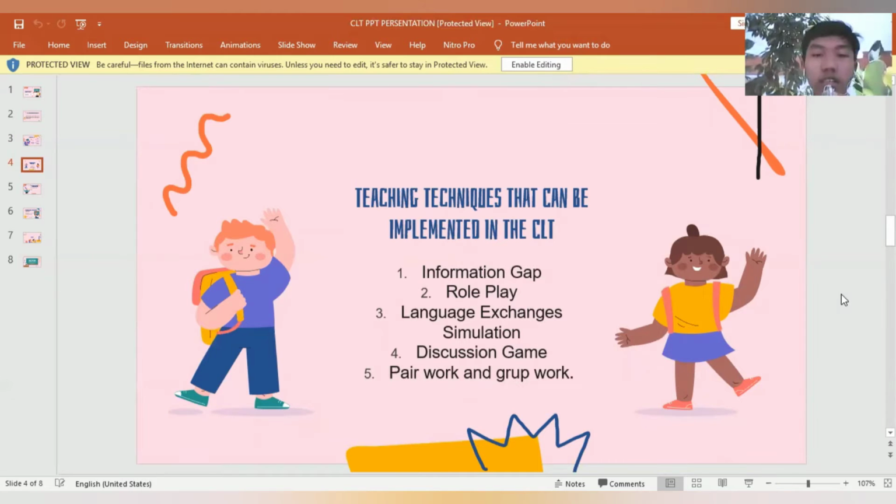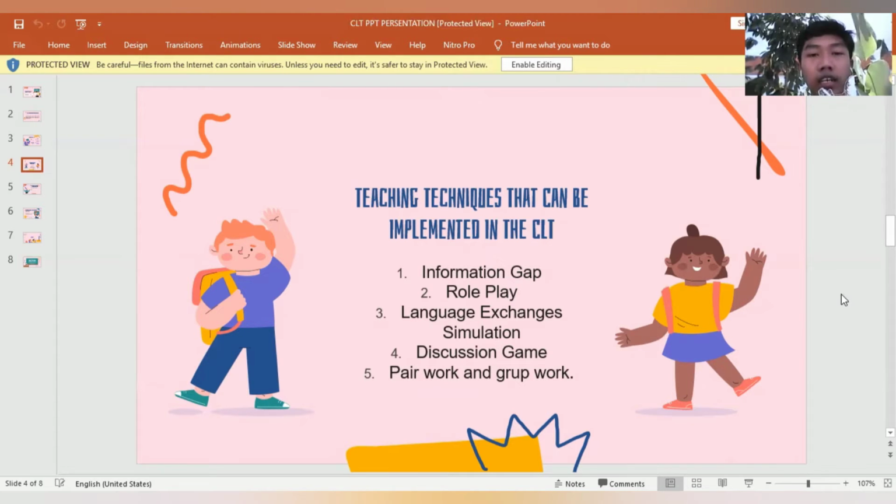The third is language exchange simulation. In this method, students are paired with a foreign language practice partner who speaks their respective language, so that with language exchange simulation, the student can better know the correct pronunciation and can greatly improve their listening skill.